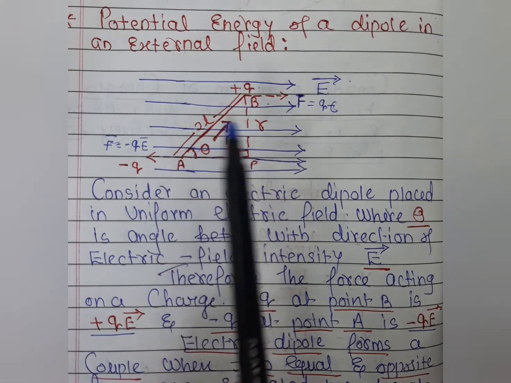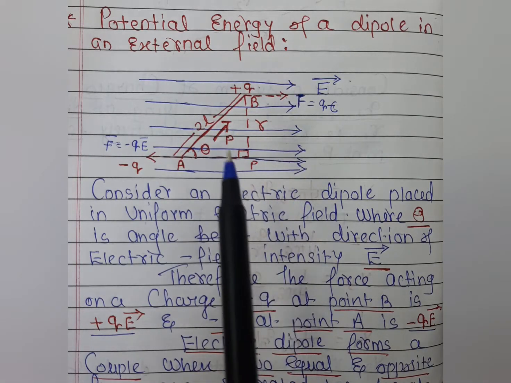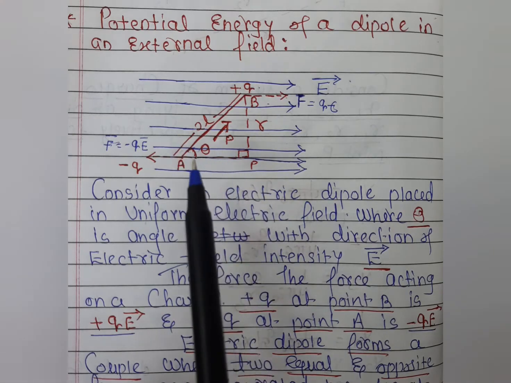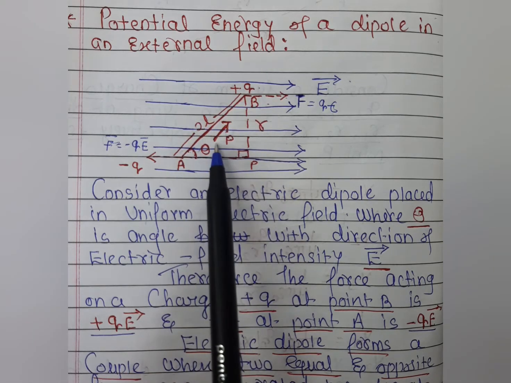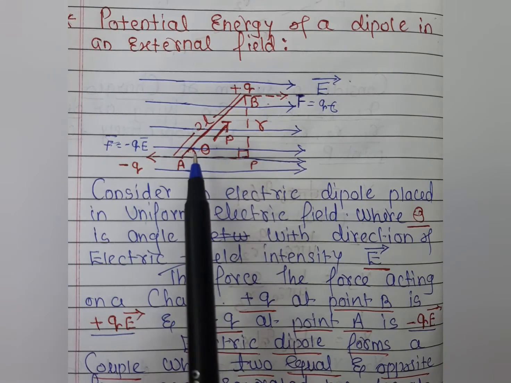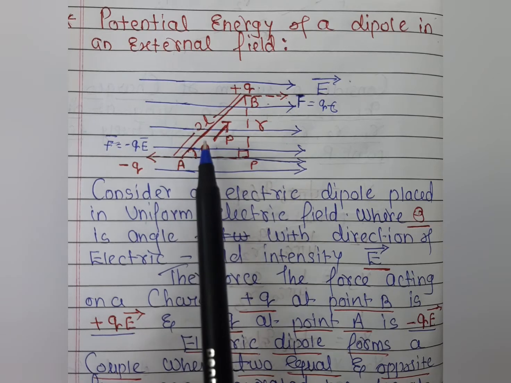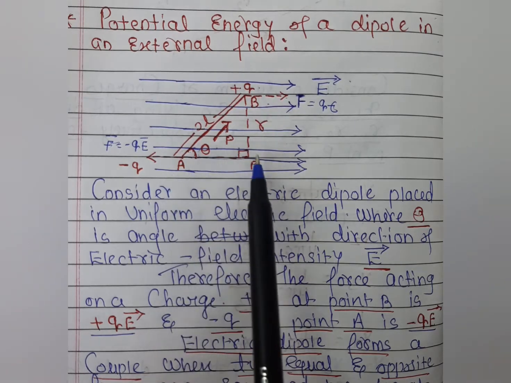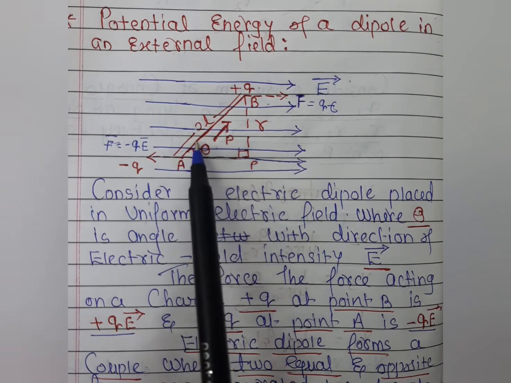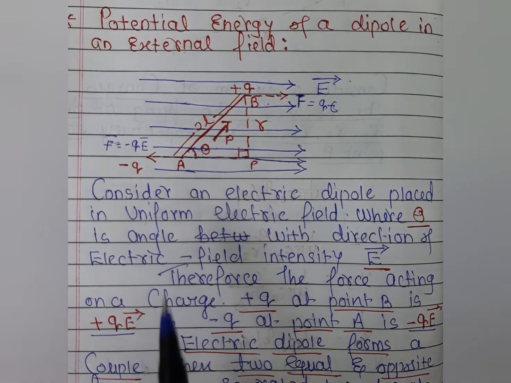It means these two forces produce torque when the dipole is present in a uniform electric field. And here students, you can see the electric dipole's direction is from negative to positive, as you know very well. This electric field and this dipole are making an angle theta. The two forces are making a 90 degree angle, and the dipole's axis and the electric field are making the angle theta.